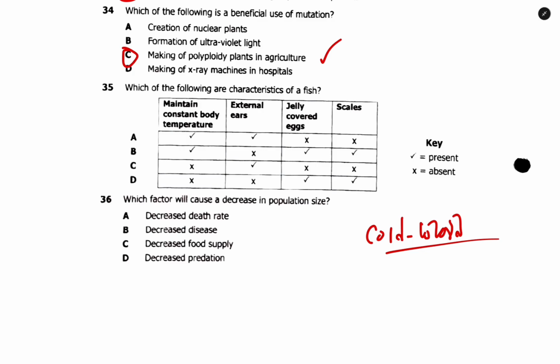Then of course, external ears. It does not have. So we are looking for the one that is not ticked here. This one is not, this one is not. Since it's ticked here, now we can deal with these two. It does not have external ears. Jelly covered eggs. Yes. And of course it has scales. Yes. So the answer therefore is D.